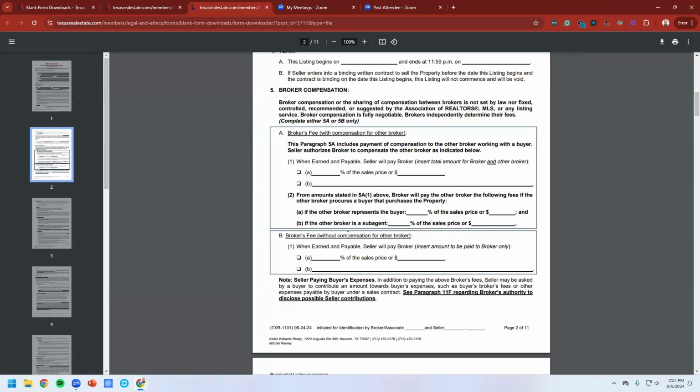Mitch, I have a quick question. Just to go back to that, let's say we put 6% in 5A, do we have to put 6% in 5B? No, we leave it blank. It's A or B. If it's A, you're gonna do 1 and 2. So how much are they going to offer, and how much of that have they said we can offer to the other agent? For a sub-agent, it's always gonna be 0. We're not gonna offer compensation to a sub-agent.